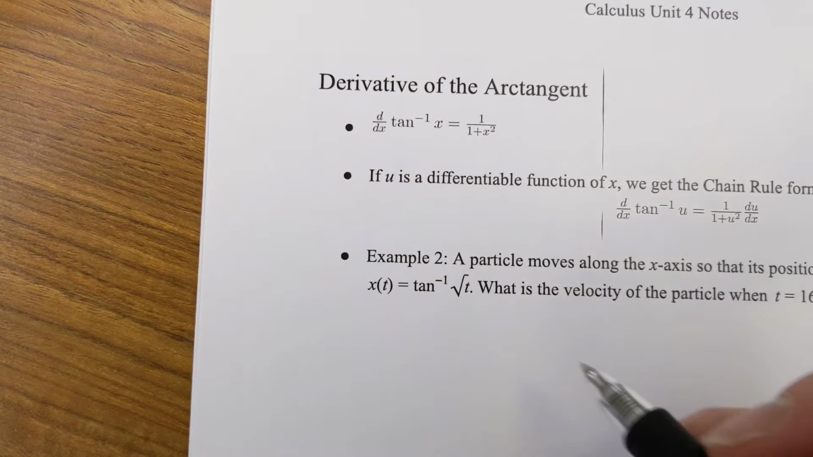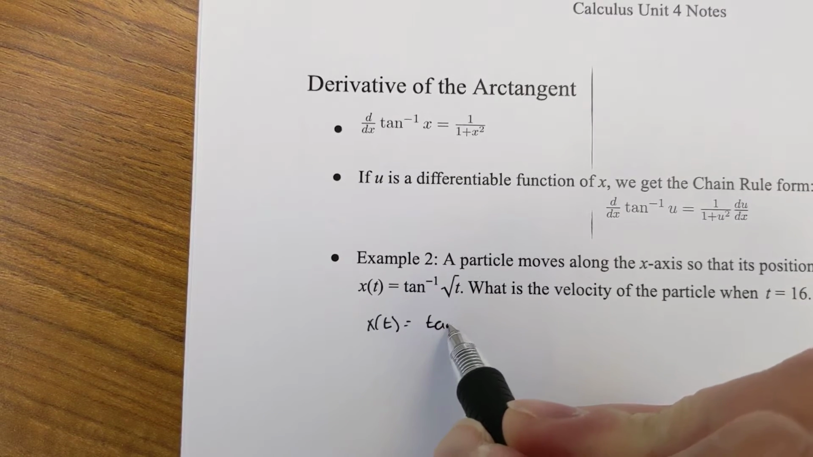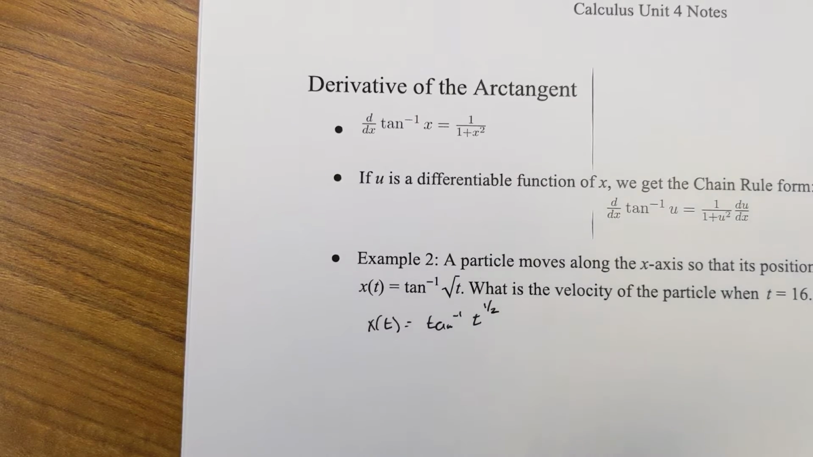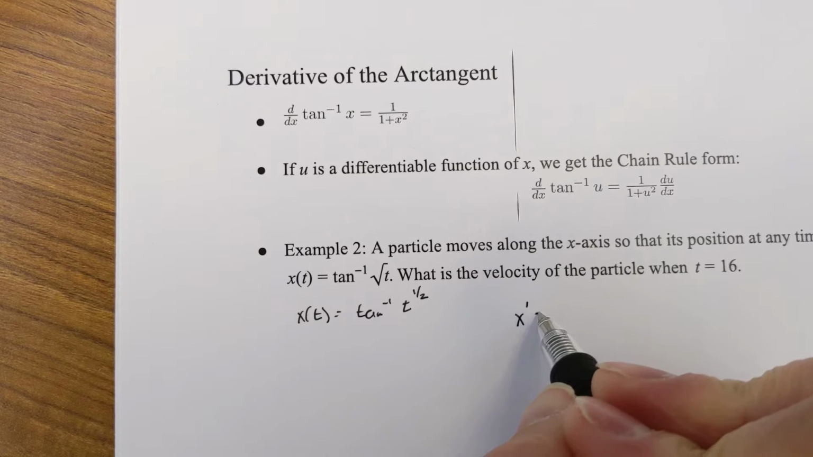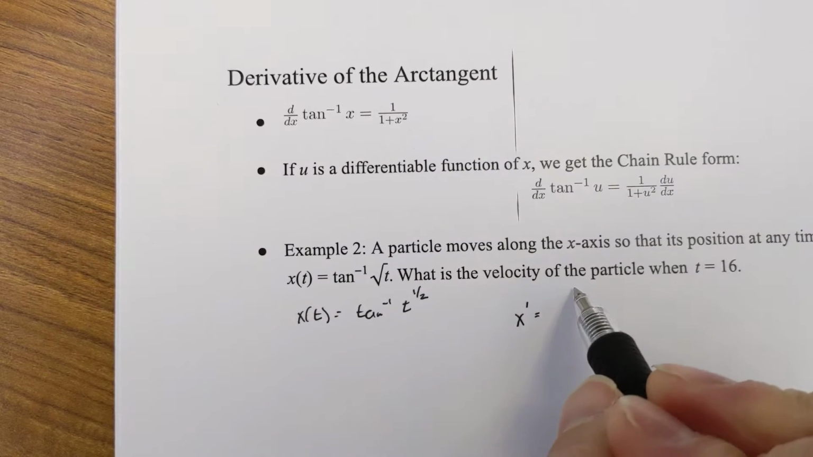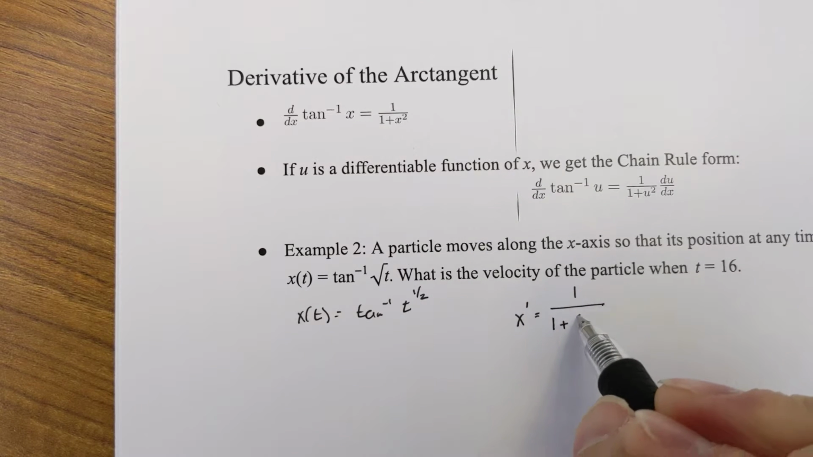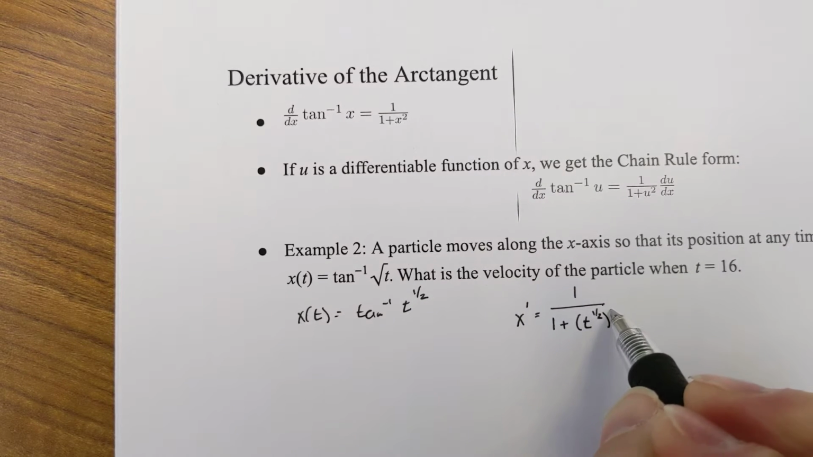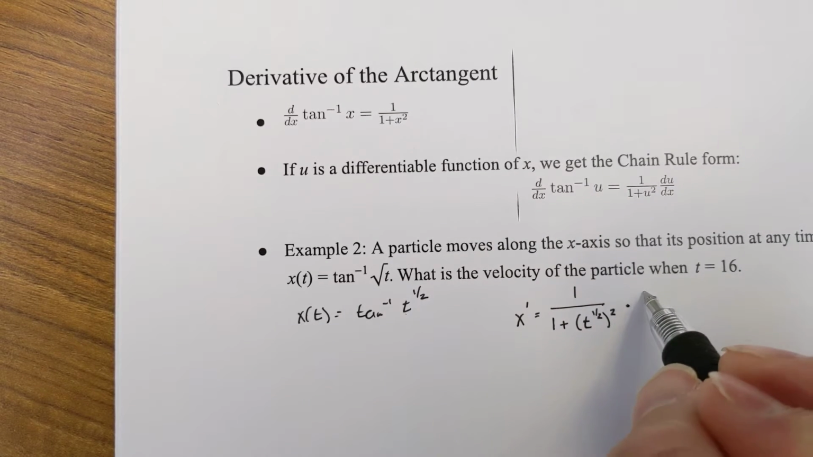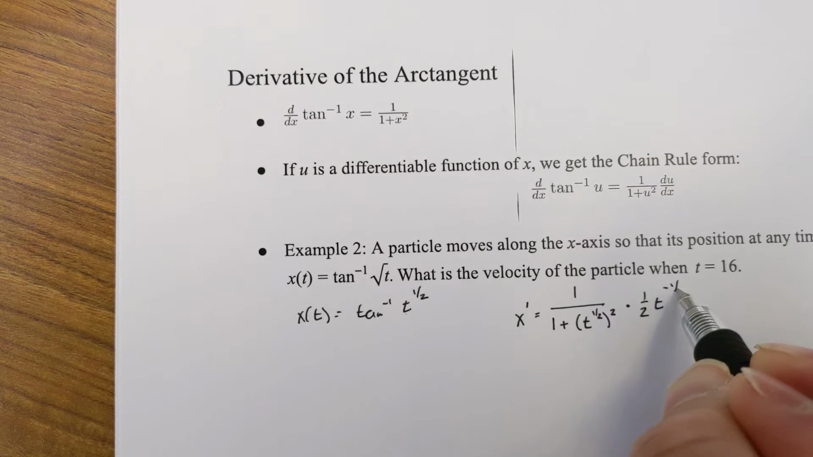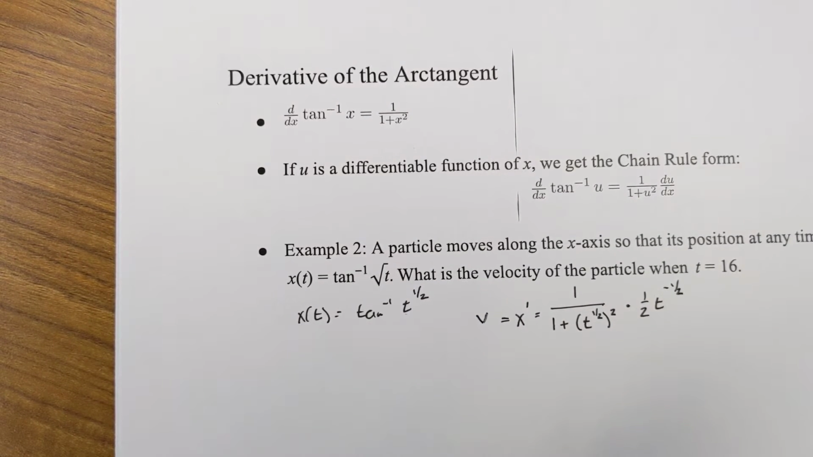So let's rewrite this guy first. So x of t is equal to the inverse tangent of t to the half, just to write it in terms of powers. So here's our formula. So x prime, the derivative of our x equation, 1 over 1 plus, so our u value is the t to the half, and then squared, and then times du dx, which is the derivative of the t to the half, so that's going to be 1/2 t to the -1/2. Now, since I took a derivative of a position equation, this is actually my velocity.